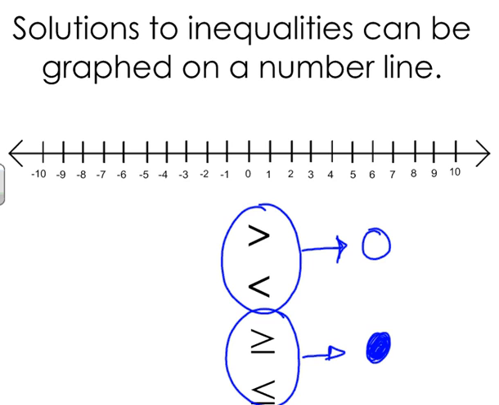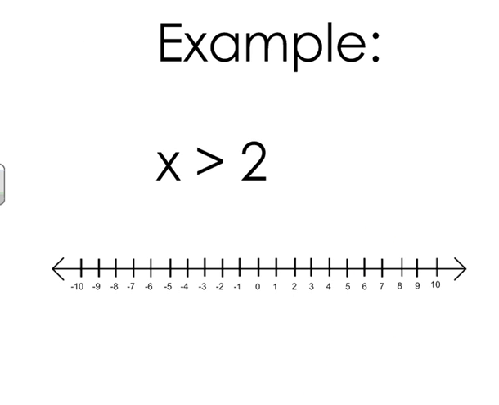Just as an example, we're going to graph x is greater than 2. So at the number 2 on the number line, we're going to do an open circle, and we're going to show all of the numbers that are greater than 2. So 3 is greater, 4 is greater. That's the side that we're going to shade with the line. All of the numbers on the other side are less than 2. Those would not be solutions of the inequality.